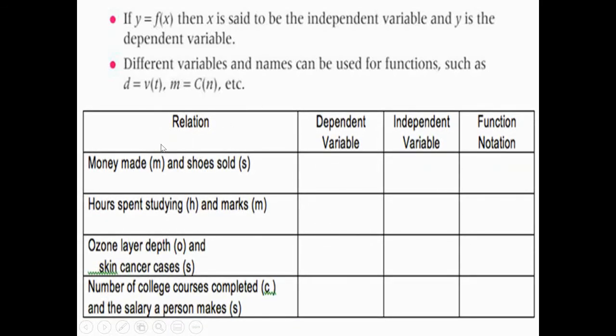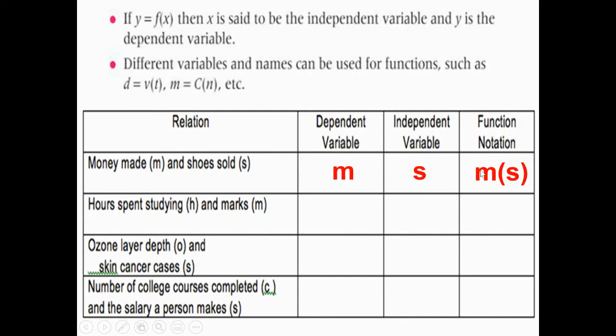Let's take a look at that in a little more detail in this table. Let's say we have a relation between money being made and shoes sold. So this is like, let's say somebody who works in the shoe store, and the more shoes they sell, the more money they make. So what's the dependent variable here? What's the one that depends on the other one happening? Well, the dependent one is m, money, right? The money you make depends on how many shoes you sell. So the independent variable is shoes you sell. So the function notation for this could be m of s, right?